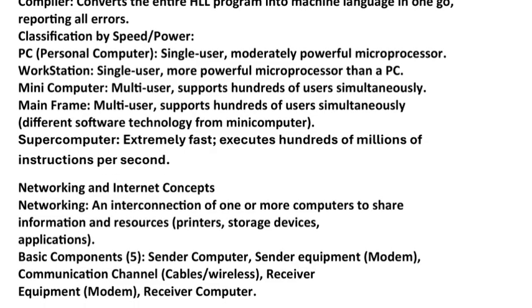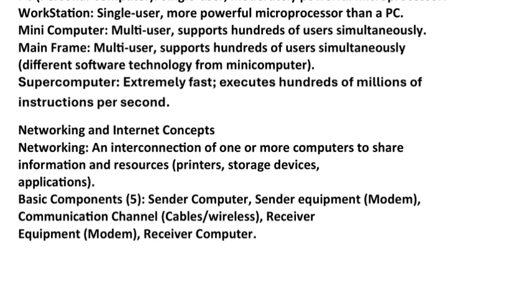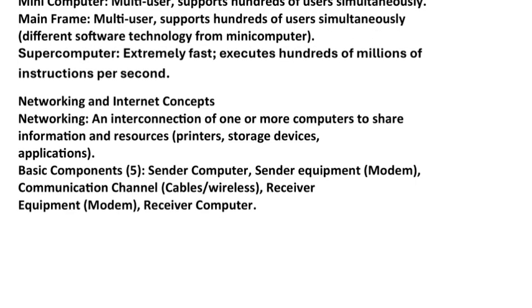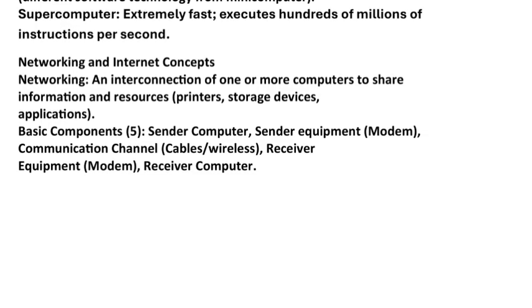Classification by speed and power. PC, personal computer: single user, moderately powerful microprocessor. Workstation: single user, more powerful microprocessor than a PC. Mini computer: multi-user, supports hundreds of users simultaneously. Mainframe: multi-user, supports hundreds of users simultaneously, different software technology from mini computer. Supercomputer: extremely fast, executes hundreds of millions of instructions per second.